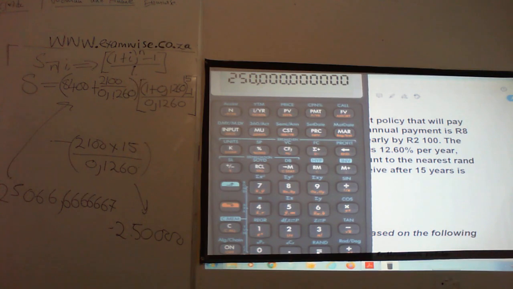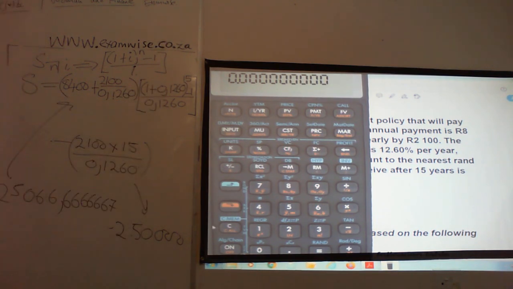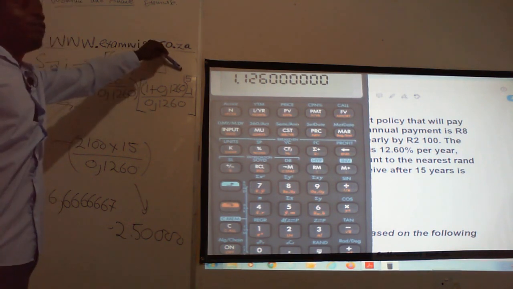250,000. So here we'll be subtracting 250,000. So let us clear our memory as well. So here let us start inside the brackets, 1 plus our 0.1260, and then we said equals to. So we are having this one, and we are raising it to the power of 15.